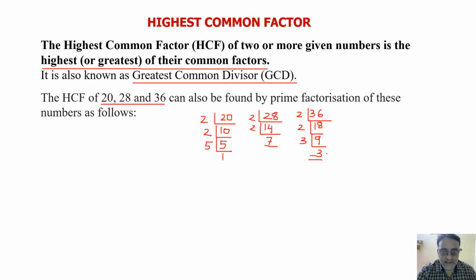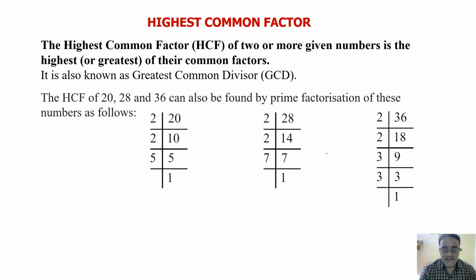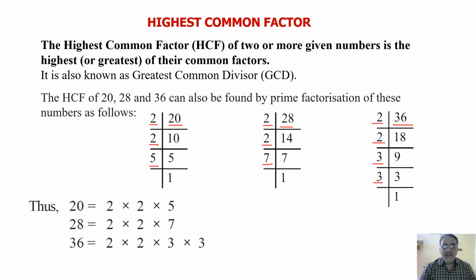Yes, sir. Okay, fine. So this is the prime factorization. 20 we can write as 2 into 2 into 5, and 28 we can write as 2 into 2 into 7. 36 we can write as 2 into 2 into 3 into 3. Now we have to find the common factors between these three.